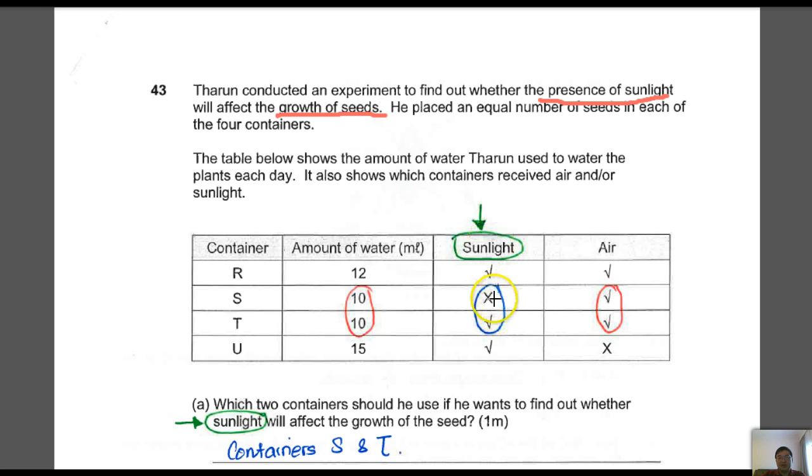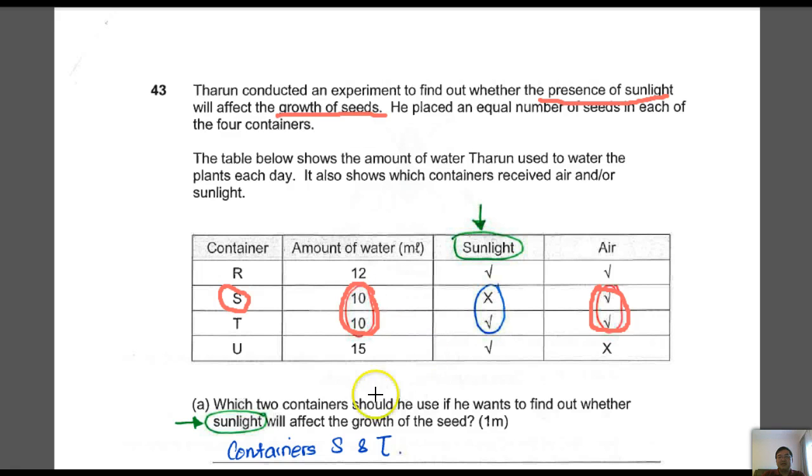So you see over here, this container is needed to test, as it shows without sunlight. And the other one we can choose is from R, T, and U, either one of them. The reason why this is being chosen is because to have a fair test, we must have the same presence of air, and the amount of water has got to be the same.